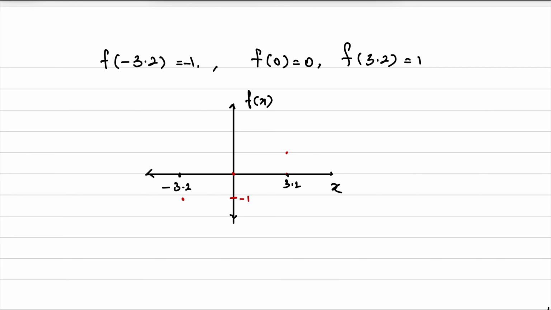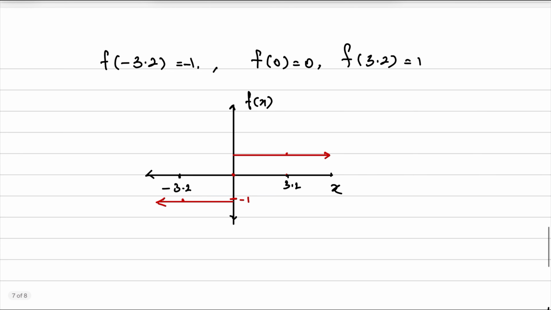For whatever be the value of x less than 0, the function is like this graph. For whatever be the value of x greater than 0, the graph is like this, function x value. And for value of 0, function 0 is equal to 0.